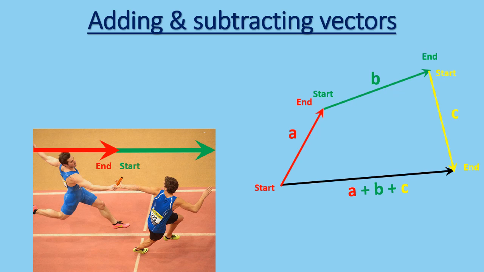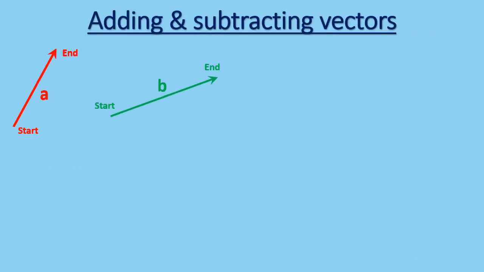Please be careful of the result vector's direction. It starts at the start of the first vector and finishes at the end of the final vector. In addition, all of the vectors we add together are linked head to tail, as shown here. In fact, you can think of subtracting one vector from another as adding a negative vector, like what we are doing here.